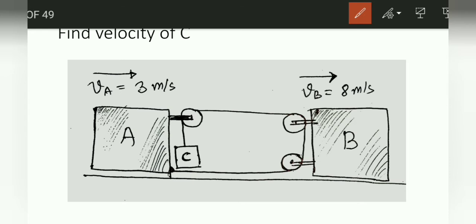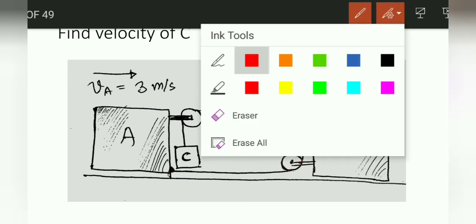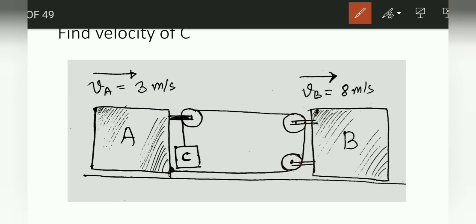See, this is A and this is B. Velocity of A is 3 meter per second and velocity of B is 8 meter per second. Find the velocity of C. Since we have been asked to find the velocity of C, we will assume that this is with respect to an observer on the ground.